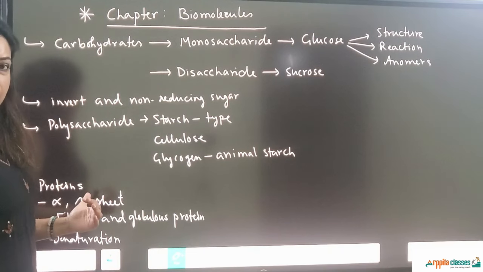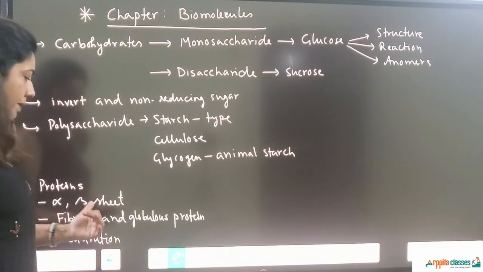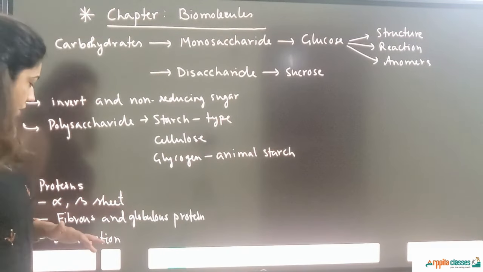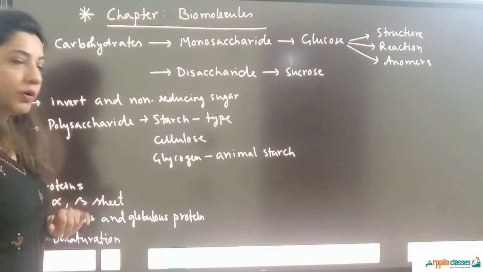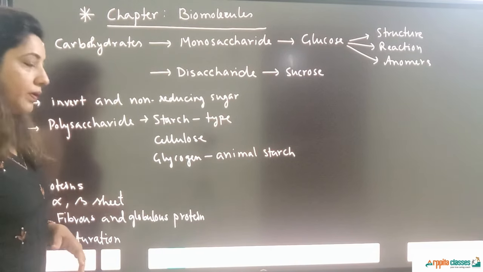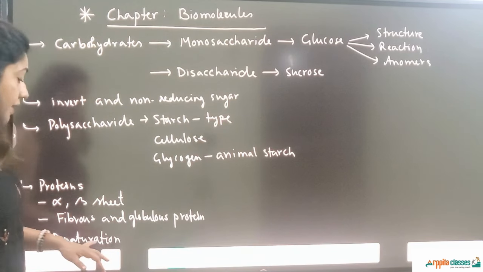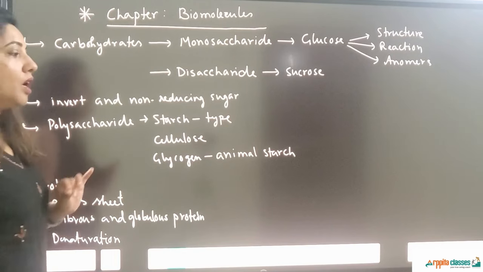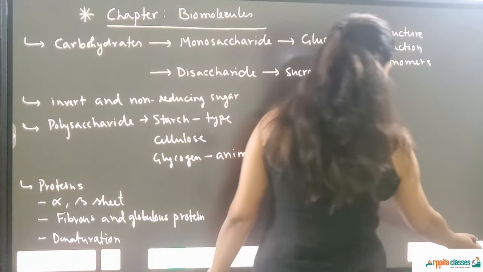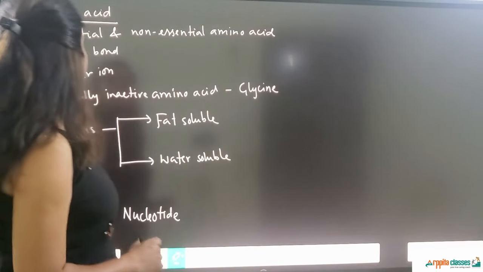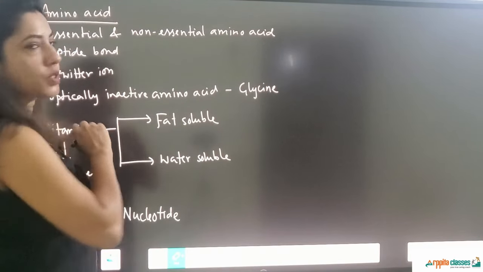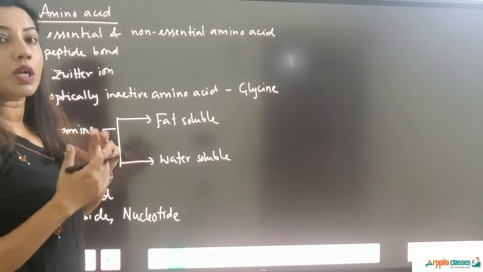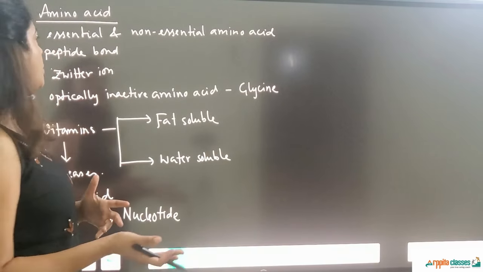Then we have proteins. In proteins you prepare the alpha helical and beta sheeted structure. Then you prepare the fibrous and globular protein, the differences between them, the characteristics. And then denaturation of protein, prepare a short note for denaturation of protein, which is very important. Okay, and finally we have amino acids also. In amino acid we have essential and non-essential amino acids. What are they basically? With examples you need to know.